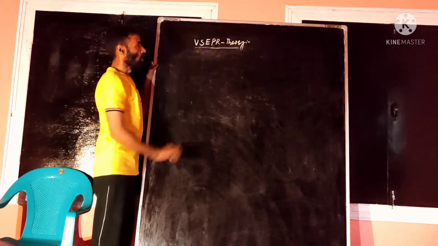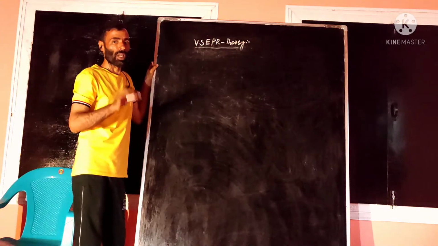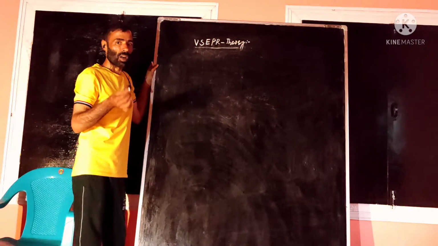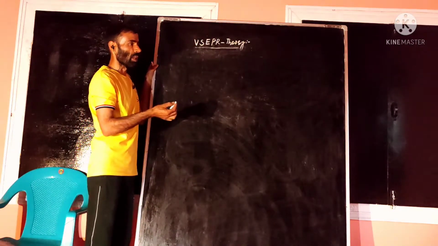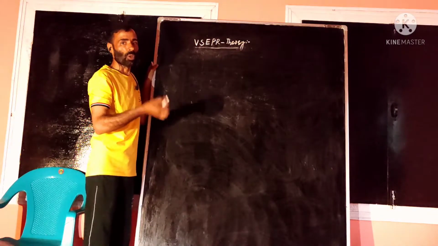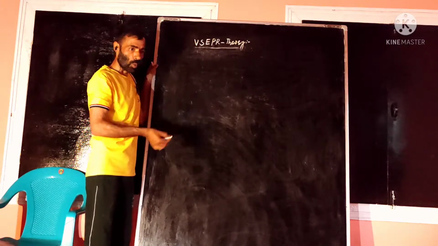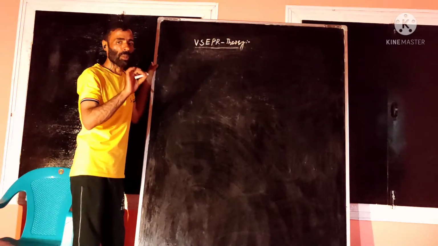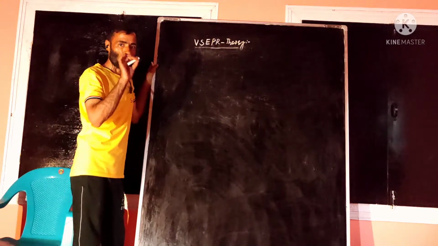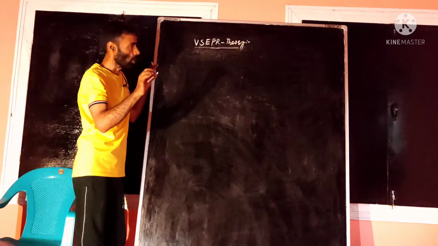Today we will discuss valence shell electron pair repulsion theory. It is the second part. In the previous lecture, we already discussed the shapes of those molecules which have regular shapes, meaning molecules in which around the central atom there are only bond pairs. Any molecule in which around the central atom there are only bond pairs has a regular shape.